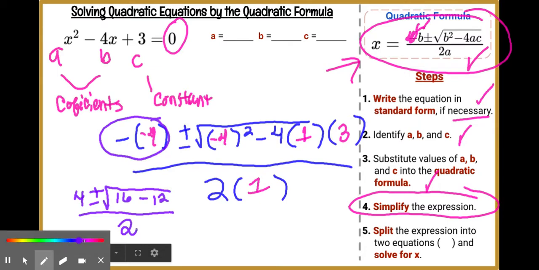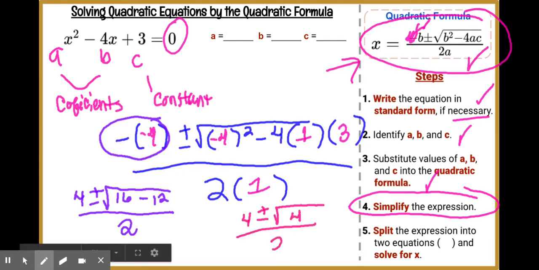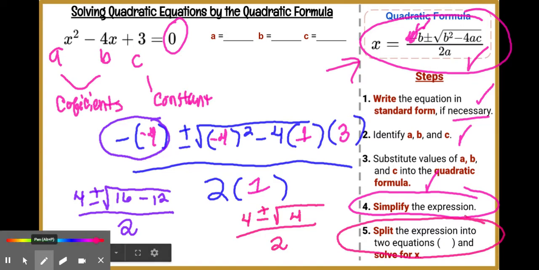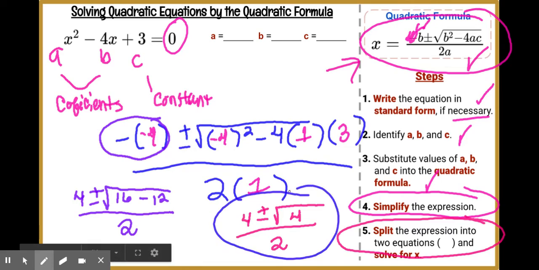But there is something else that I need to do here. The 16 minus 12 I could simplify and place as 16 minus 12 equaling 4. 4 plus or minus the square root of 4 over 2. The next step is to split the expression into two equations that solve for x. So how do I do that? So let me just go ahead and remember this because I'm going to erase it all.